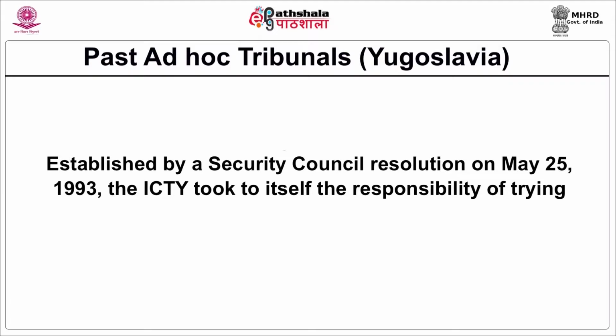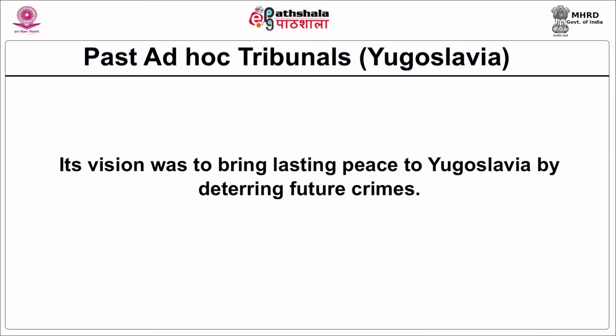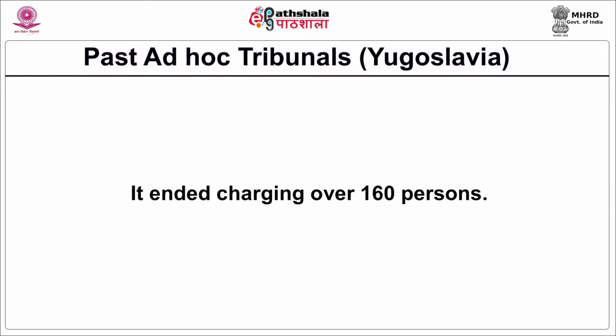Established by Security Council resolution on May the 25th, 1993, the ICTY took upon itself the responsibility of trying individuals responsible for acts that it listed as crimes, including rape, enslavement, torture and murder. Its vision was to bring lasting peace to Yugoslavia by deterring future crimes. It felt that punishment would be a positive deterrent. It ended up charging over 160 persons. Situated in The Hague, the tribunal consists of 3 organs: the chambers, the prosecutors, and a registrar.